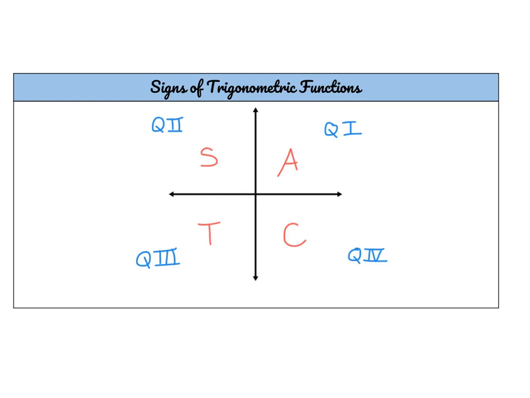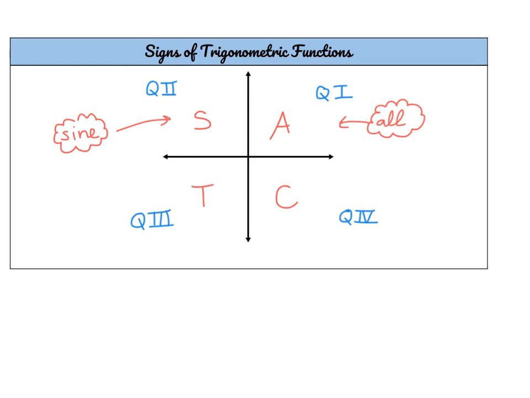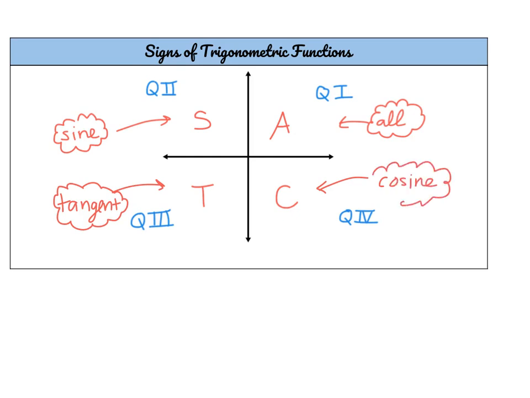A stands for all. So in quadrant 1, all of your trig functions are positive. In quadrant 2, S stands for sine. So only sine and its reciprocal function cosecant are positive. In quadrant 3, T stands for tangent. So tangent and cotangent, its reciprocal function, are positive. And in quadrant 4, only cosine and its reciprocal secant are positive.